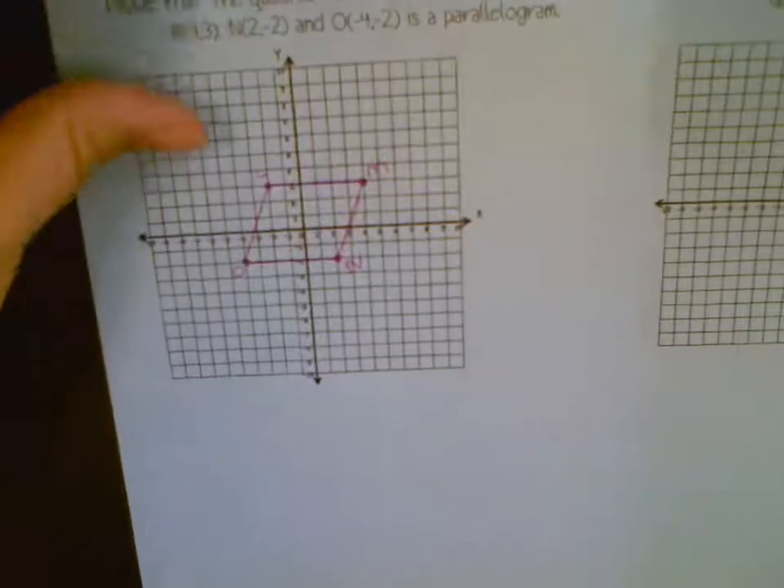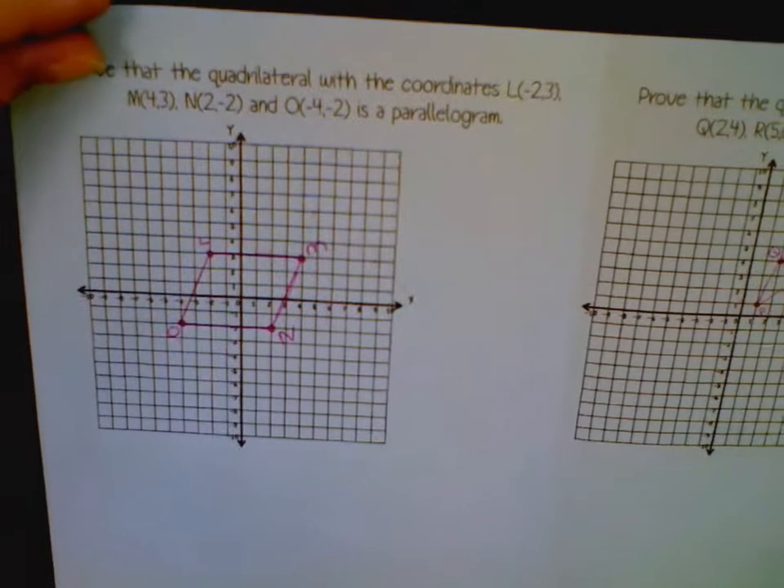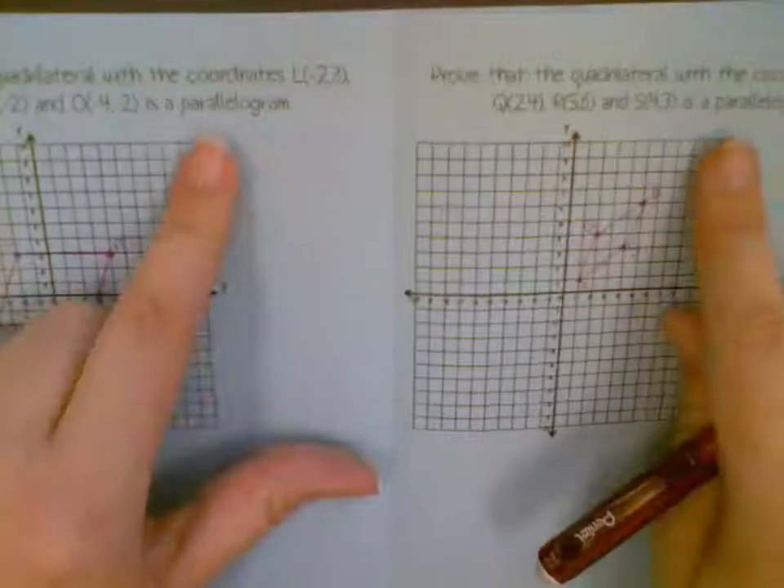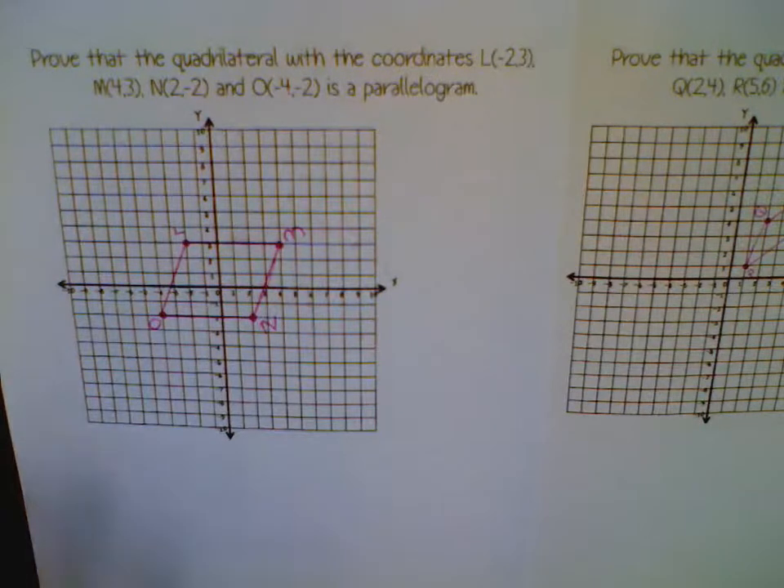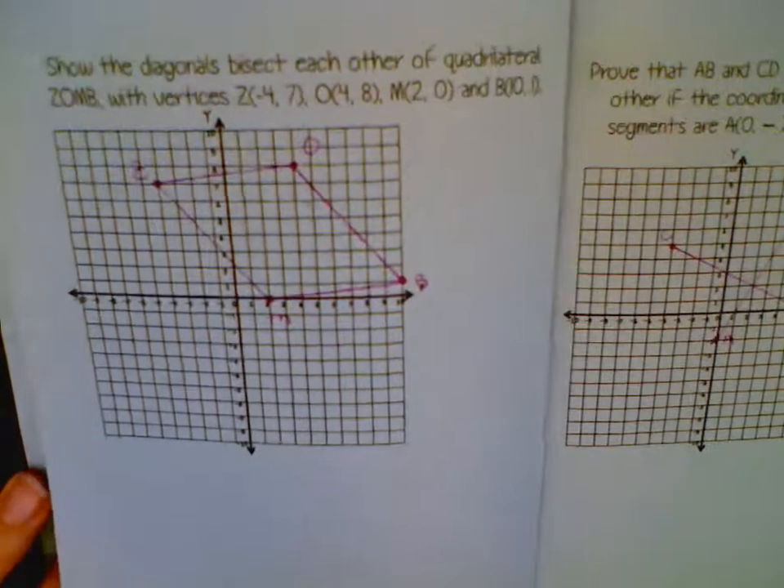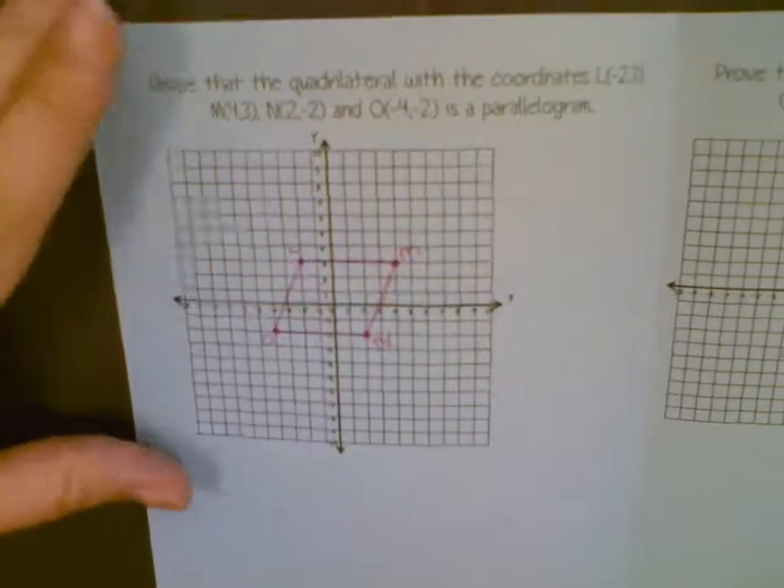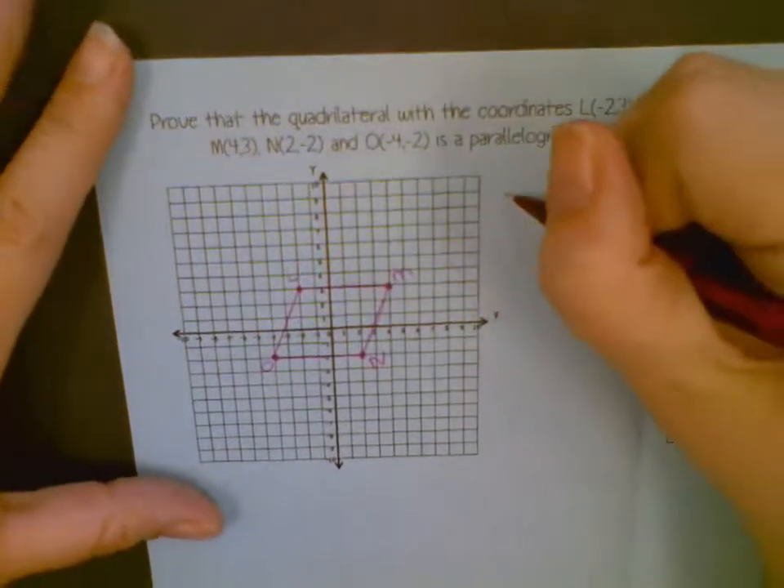So for this one, we want to show that we have a parallelogram. So remember, we had our list of 4 different ways. So we have 2 problems that are actually asking us to show this. So for our first one, we're going to do one way, and our second one we'll do a different way. So we are going to use that the opposite sides are parallel for our first one, because that would make a parallelogram.